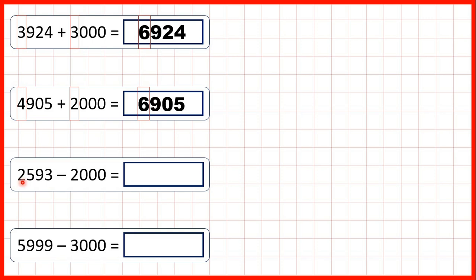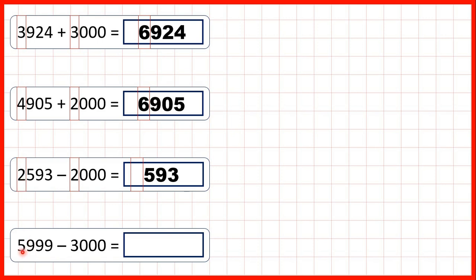Now, 2,593 minus 2,000. If we highlight our thousands digits, we have 2 minus 2, which is 0, so we're not going to have any thousands in our answer. Our answer is just 593, so our hundreds, tens, and ones digits stay the same, but what we've done here is take away the thousands in the number that we started with.